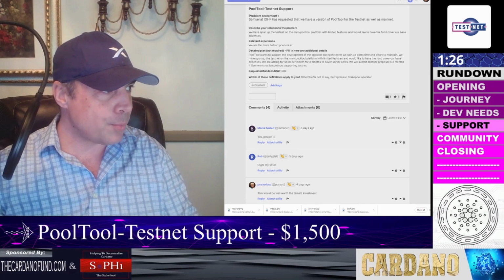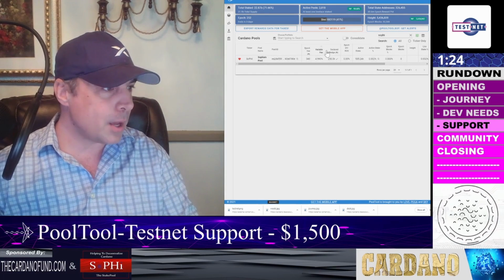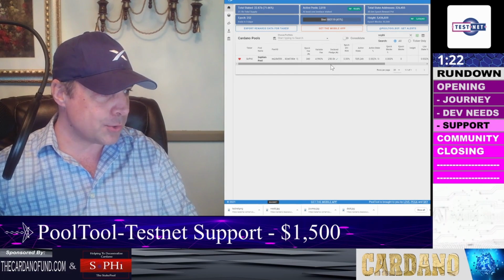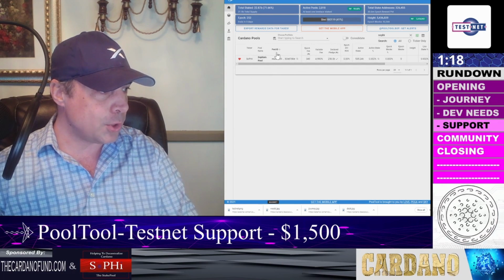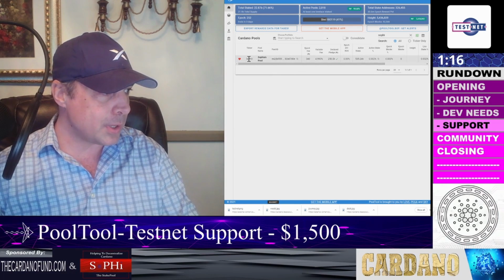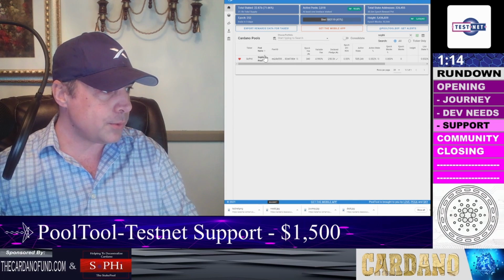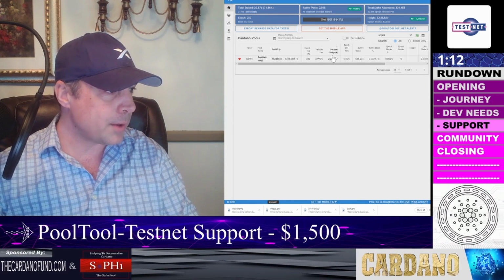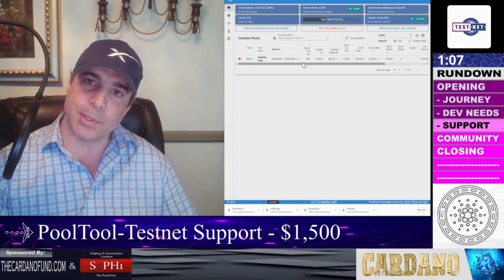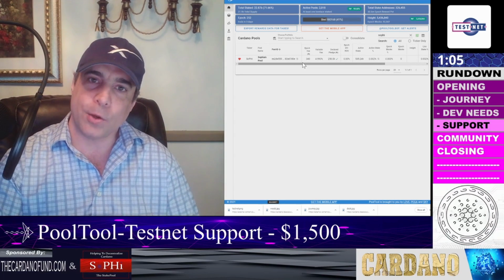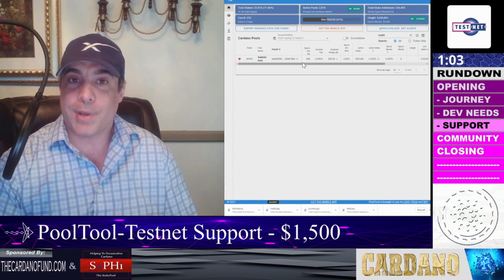PoolTool, I have it pulled up right here, is this website, this application. I'm not going to take you all through it, but essentially, here's my stake pool. You can look up stake pools, click on them, and it gives you a bunch of information about them. In the testnet, they also have stake pools. They're not real stake pools; they're test stake pools.